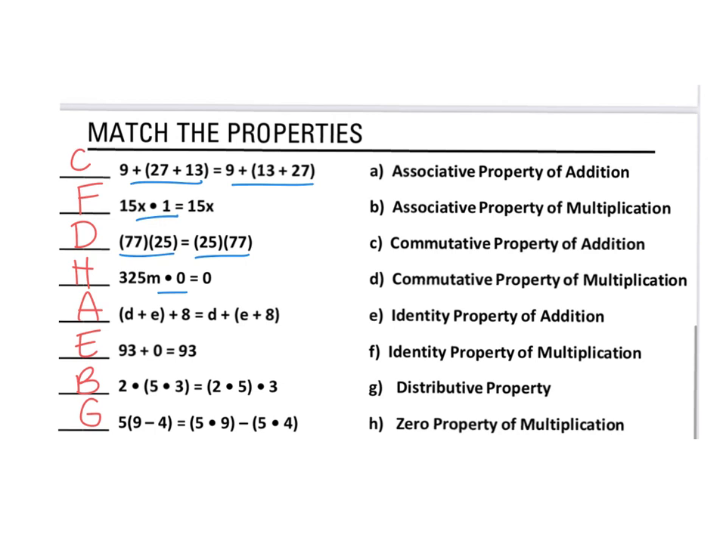The next one is the associative property because you can see my groups have changed, but the order has stayed the same. The next one down is going to be the identity property of addition because I added 0 to a number to keep it the same. The next one down is going to be the associative property of multiplication because, again, my groups or my parentheses have changed, but the order has not. And then the last one is going to be distributive property because I took that number on the outside and multiplied it by everything on the inside of the parentheses.